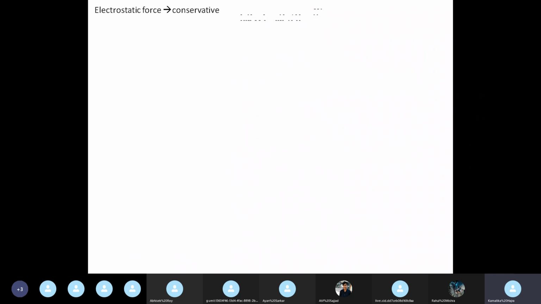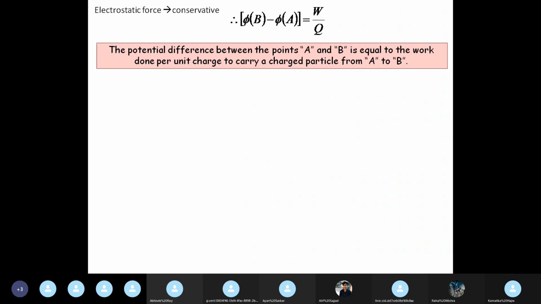Now we know that the electrostatic field is conservative, and we just obtained that W equals Q into phi B minus phi A, which means phi B minus phi A is equal to W by Q. So we get a new definition for potential difference between 2 points. The potential difference between the points A and B is equal to the work done per unit charge to carry a charged particle from the point A to the point B. Basically, potential difference between 2 points is work done per unit charge when you're trying to carry a particular charged particle from A to B.